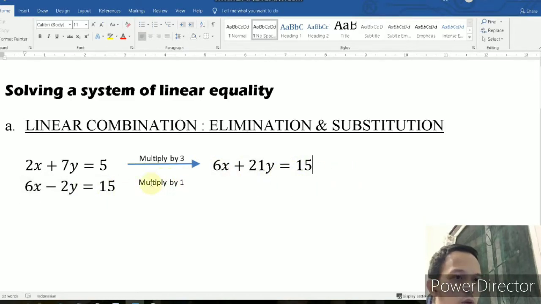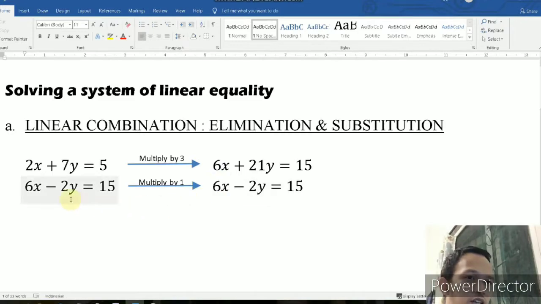And then the second one, you can get the hint. We multiply by 1, so we don't change anything. We have 6x minus 2y equals 15. So we are complete with this first step. Both equations have the same coefficient of x, since I want to eliminate x. This is 6, this is 6. Done.